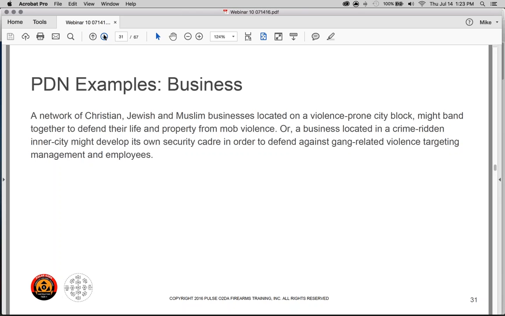Another example would be a business example. A network of Christian, Jewish, and Muslim businesses. Again, we're looking at various identities coming together here because they're simpatico on the need to defend a violence-prone city block. From that standpoint, they come together to put together a private defense network to defend against mob violence. Alternatively, a single business located in a crime-ridden inner city might develop its own security cadre to defend against gang-related violence that targets its management and its employees.